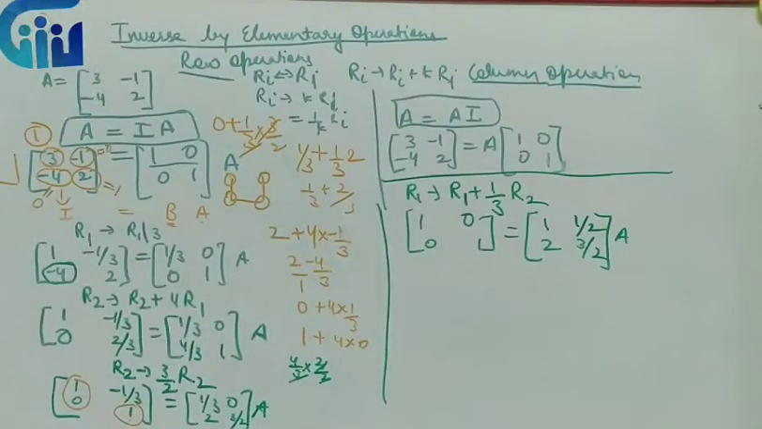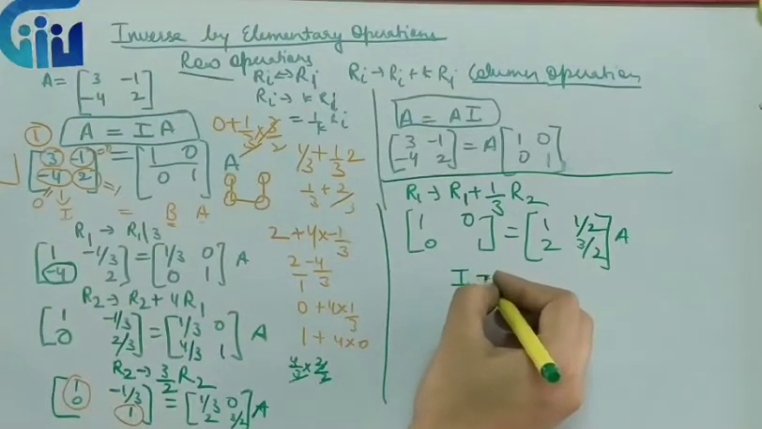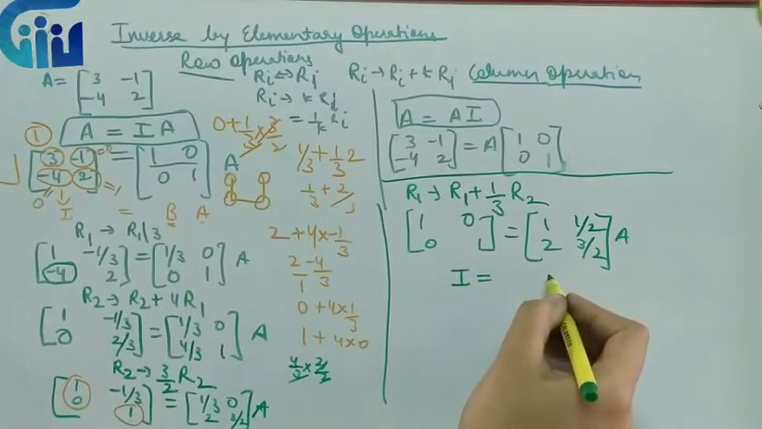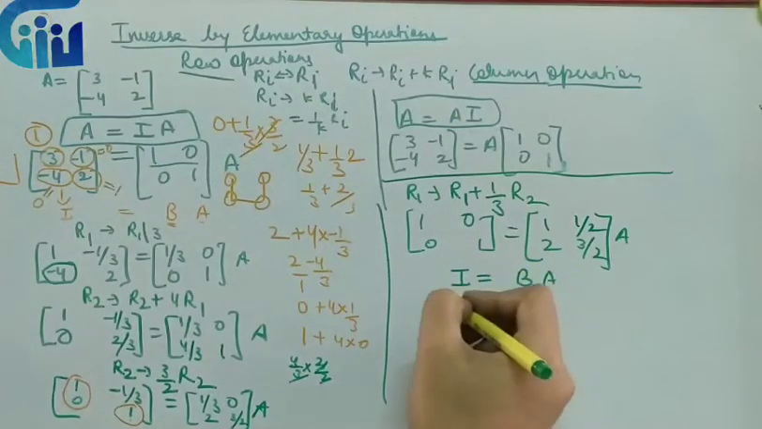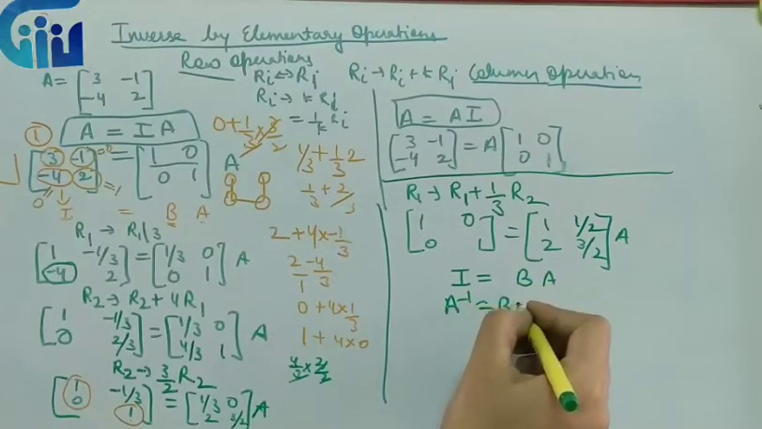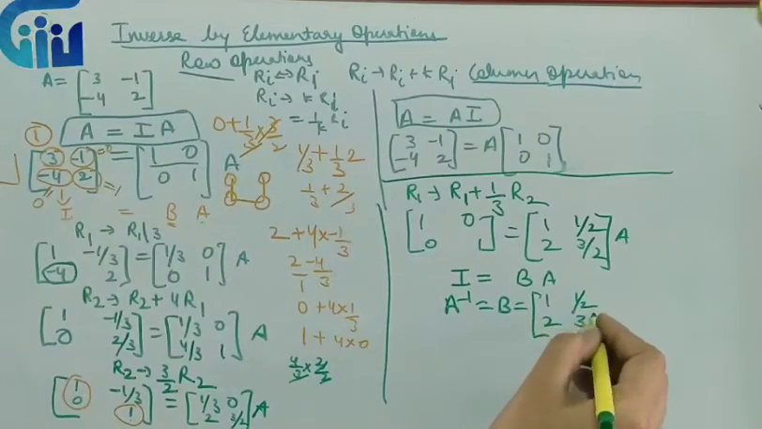So now what we have got, a very important thing that I was telling you in the beginning, is my identity matrix. This is a particular matrix and this is A. If the product of two matrices is identity, then they are inverses of each other. So what is A inverse? A inverse is B over here, which is this particular answer: 1, 1 by 2, 2, 3 by 2.